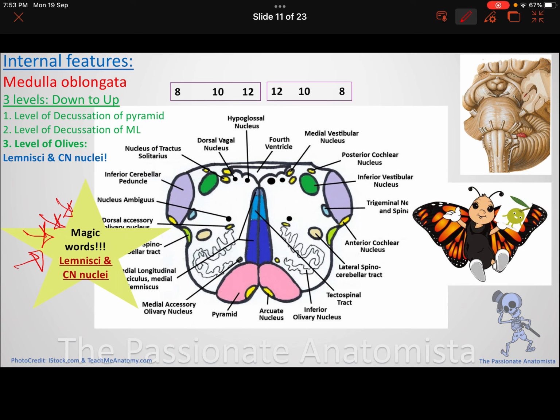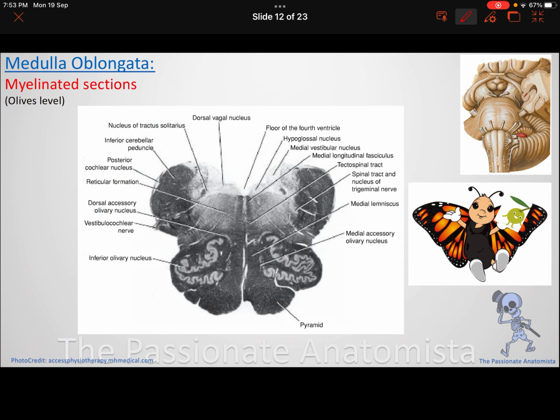So never ever forget your lemnisci, because these are the sensations, the most important sensations that you have ever. Cranial nerve nuclei, because this is going to give you the control over your head and neck musculature and sensation as well. So don't forget your magic words.